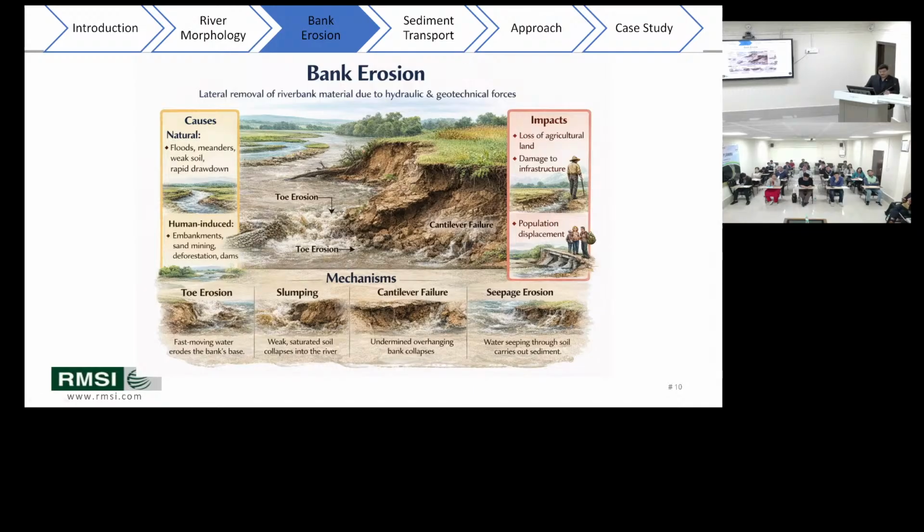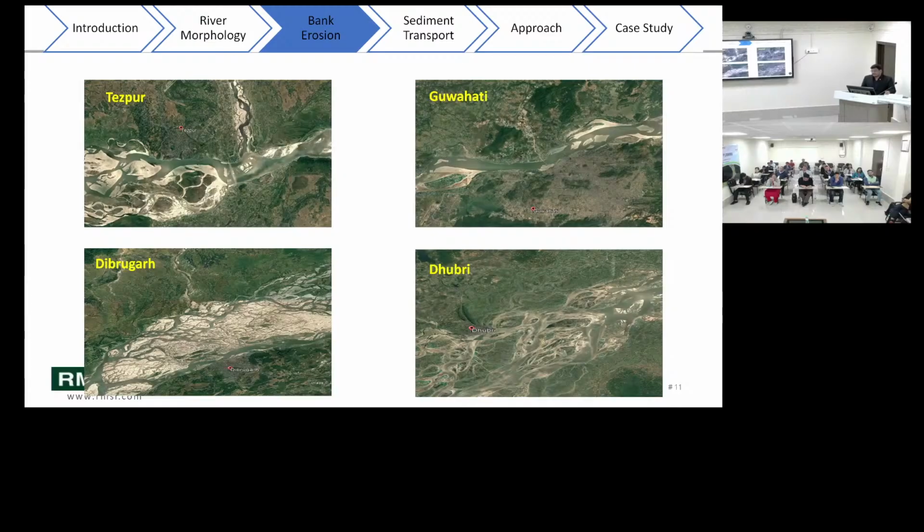The causes are both natural and man-made. Natural causes are floods, meandering patterns and weak soil structures, and human-induced causes are sand mining, development of embankments and deforestation. The impact is loss of agriculture, damage to structures, and population displacement. These are a few pictures of the Brahmaputra river where both meandering and braiding patterns, deposition and erosion are taking place. As we can see in this structure, the velocity of erosion here is much higher compared to here. It happens in all places, like Guwahati, Dhubri and Dibrugarh.